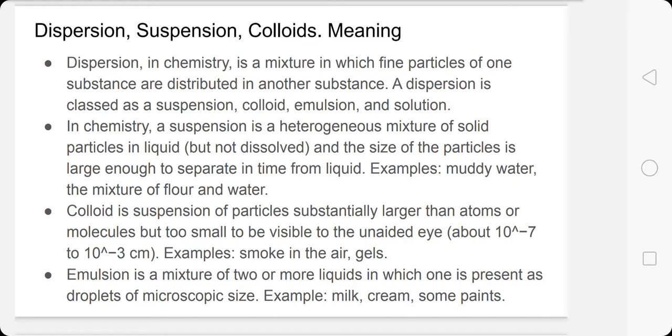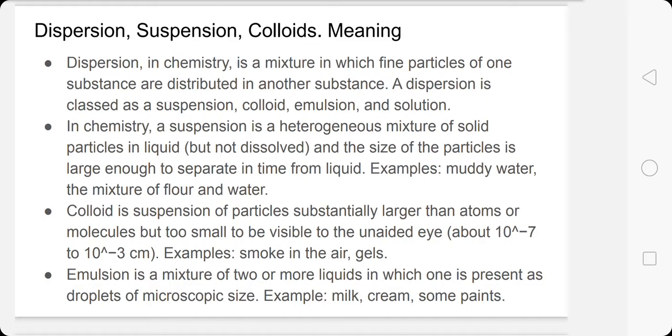Suspension is a heterogeneous mixture of solid particles in liquid, but not dissolved. These are relatively large particles. The size of the particles is large enough to separate in time from the liquid under gravity. Examples are muddy water and a mixture of flour and water.